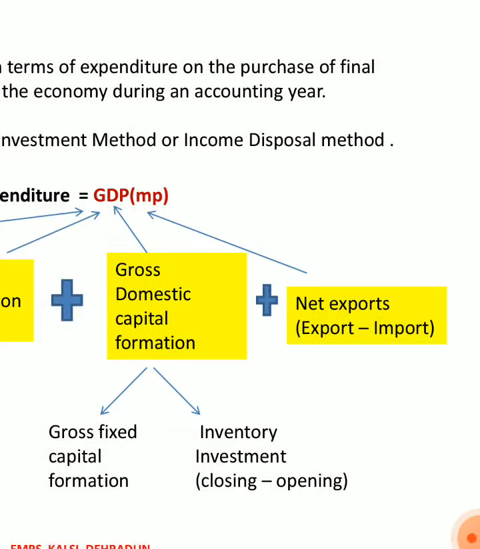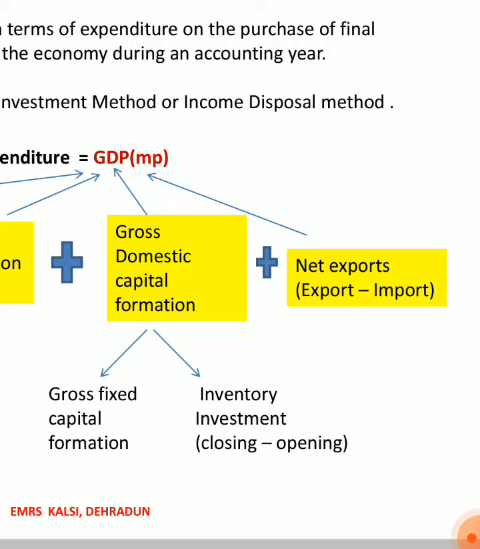How will you calculate net exports? Export minus import. If net exports is not directly given, you have to find exports, find imports, and subtract: export minus import. Don't do import minus export, it will be wrong. So these are the 4 things which you have to add.